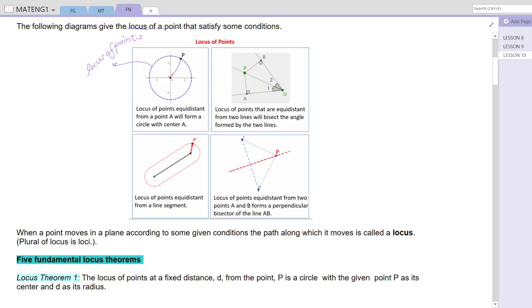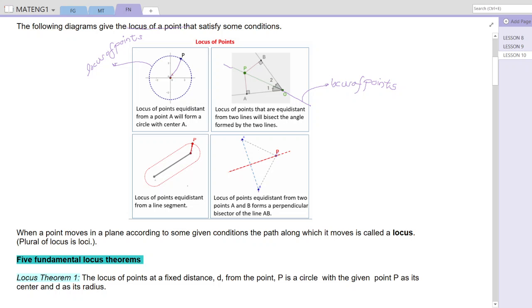Okay, so that is equidistant from the origin, or from point A, forming a circle. In the next picture, the locus of points that are equidistant from two lines will bisect the angle formed by the two lines. If those are the lines AO and BO, a line bisecting the two is the locus of points for that one. And the distances are all equal.